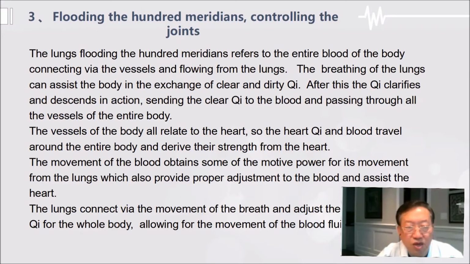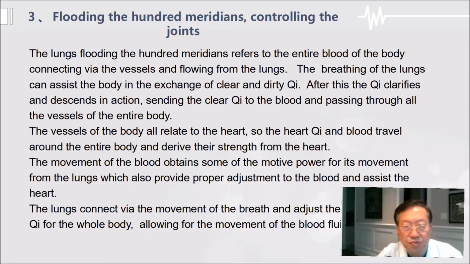After this, the qi clarifies and descends in action, sending the clear qi to the blood and passing through all the vessels of the entire body. The vessels of the body all relate to the heart, so the heart qi and blood travel around the entire body and derive their strength from the heart. The movement of the blood obtains some of the motive power for its movement from the lungs, which also provide proper adjustment to the blood and assist the heart.